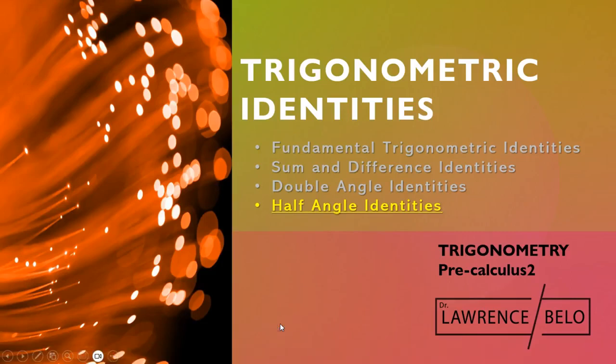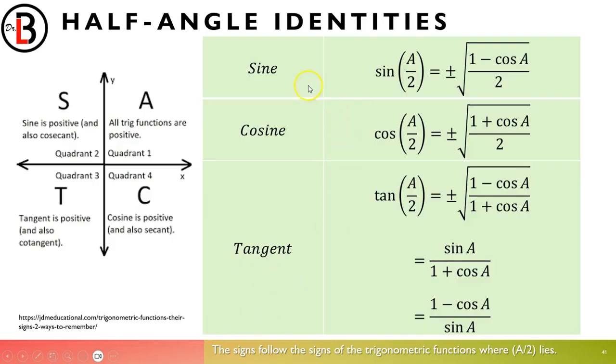So for this video, we'll be learning how to make use of the half-angle identities. For the half-angle identities, sine of a over 2 is plus or minus the square root of 1 minus cosine of a all over 2. For cosine of a over 2, it's plus or minus the square root of 1 plus cosine of a all over 2.